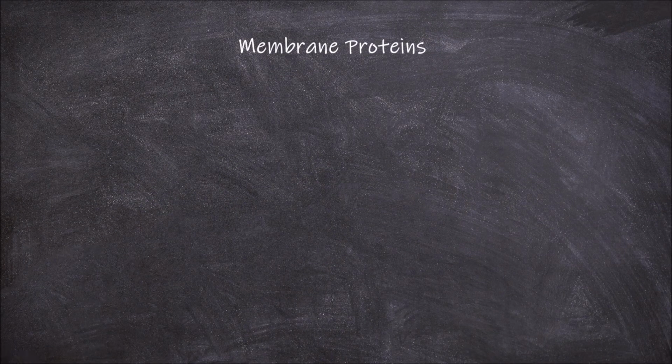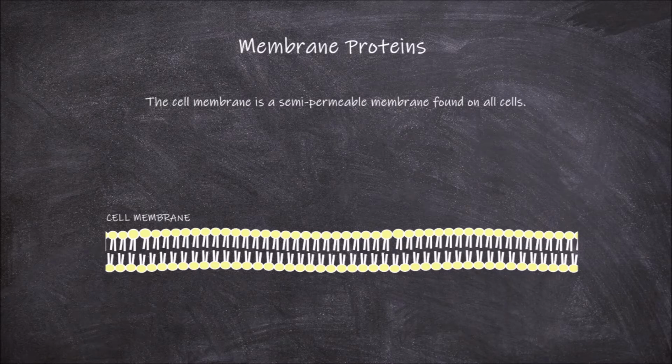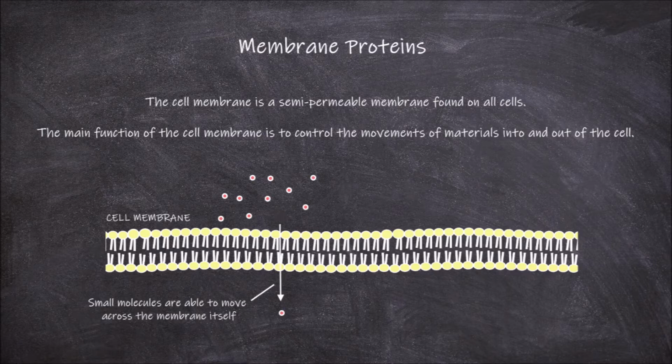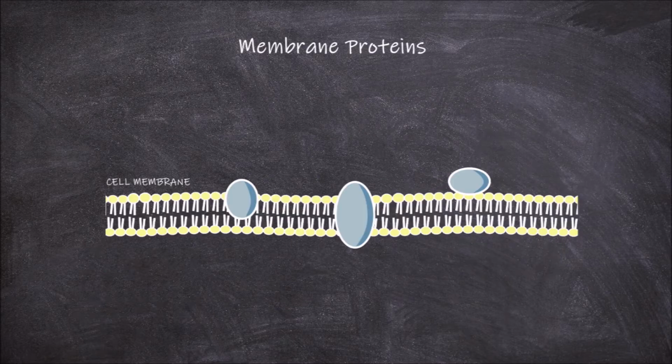In today's video we're going to take a look at the proteins found embedded in cell membranes. The cell membrane is a semi-permeable membrane found on all cells. The main function of the cell membrane is to control the movements of materials into and out of the cell. Small molecules are able to move across the membrane itself, but larger molecules need membrane proteins to be able to cross the cell membrane. Membrane proteins differ in where they are positioned in the membrane.